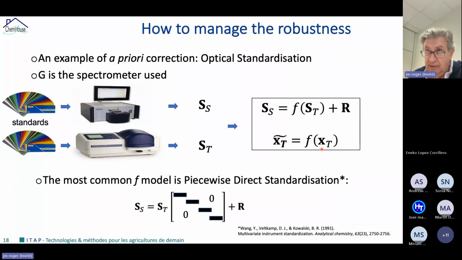This is a forward PDS. You can also do the reverse, calculate a function which estimates the target as a function of the source, and then you apply it on all your calibration database, and you recompute a model. This is a backward application. So it's very simple.